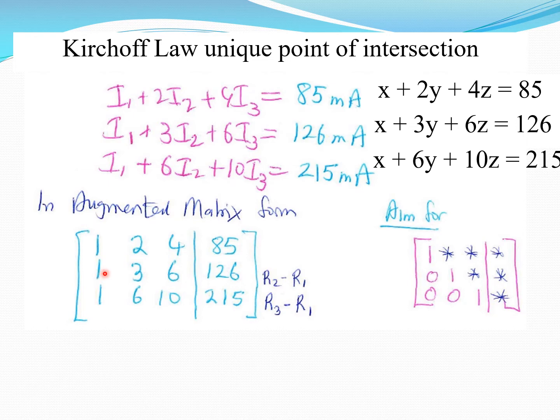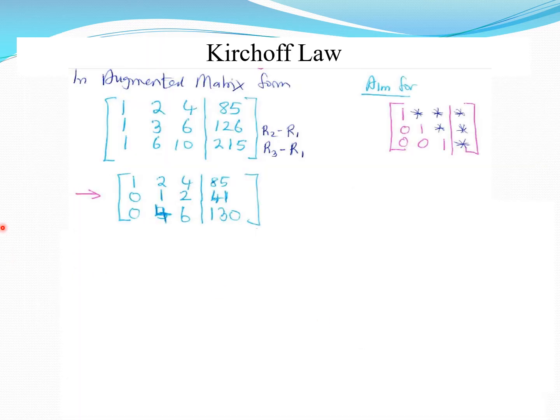So the 0 here will be row 2 minus row 1: 1 minus 1, 3 minus 2 is 1, 6 minus 4 is 2. Then we do the 126, take away 85. Likewise row 3, and we end up with the following situation. 0, 1, 2, 126 take away 85 is 41. Likewise row 3 minus row 1: 6 minus 2 is 4, 10 minus 4 is 6, 215 minus 85 is 130. And we carry on with the Gaussian elimination.